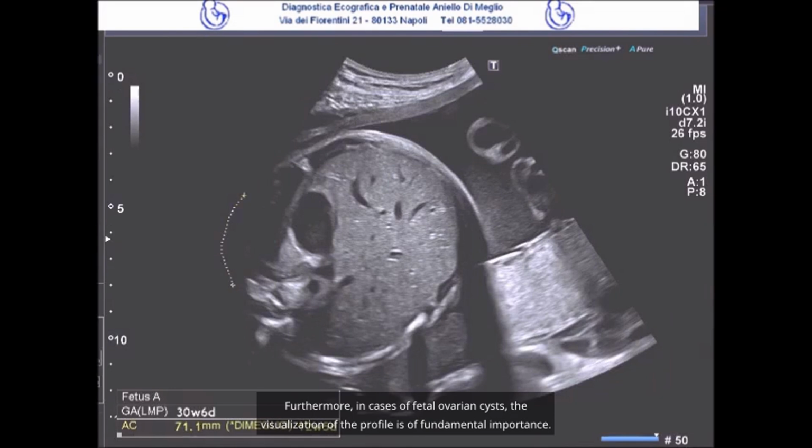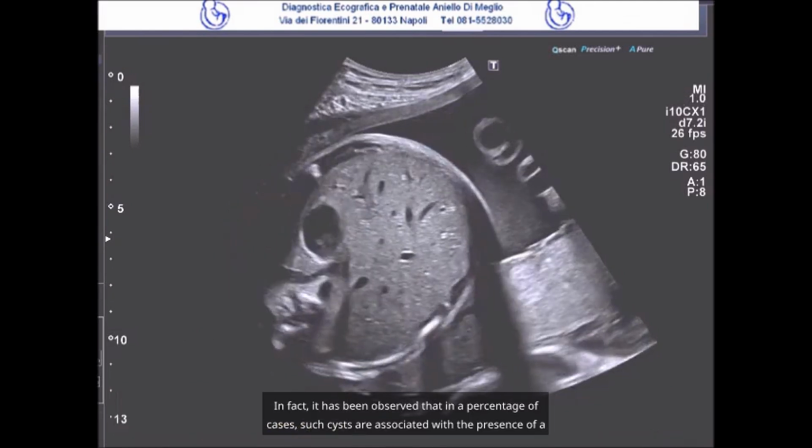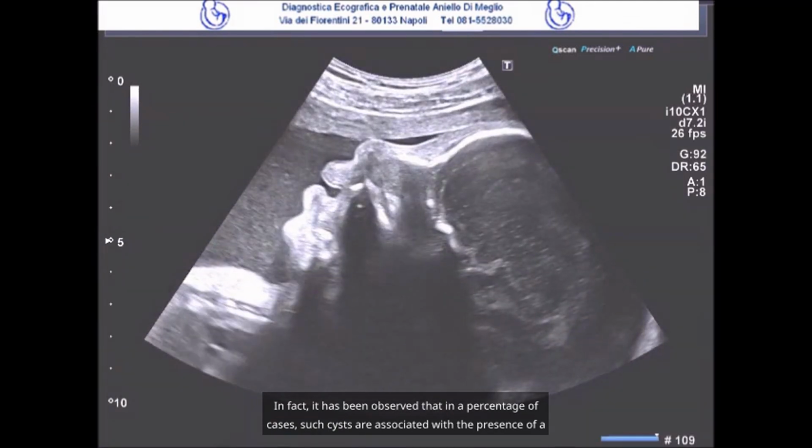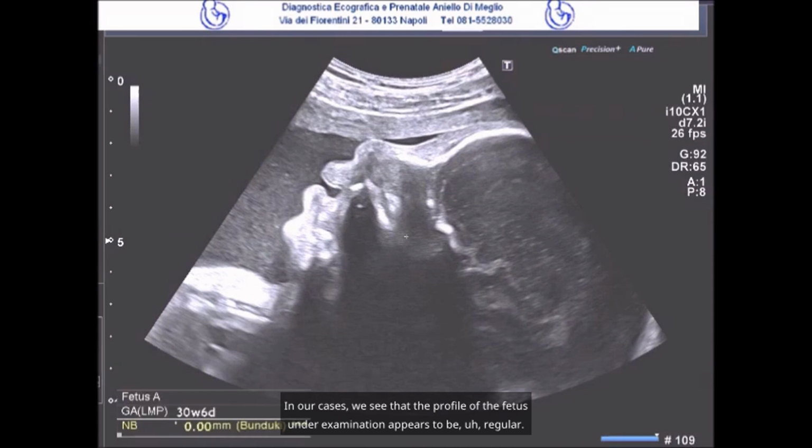Furthermore, in cases of fetal ovarian cysts, the visualization of the profile is of fundamental importance. In fact, it has been observed that in a percentage of cases, such cysts are associated with the presence of a fetal goiter. In our case, we see that the profile of the fetus under examination appears to be regular. It is also fundamental to carefully evaluate the pathological history of the mother, as in a percentage of cases, such cysts correlate, for example, with the presence of gestational diabetes.